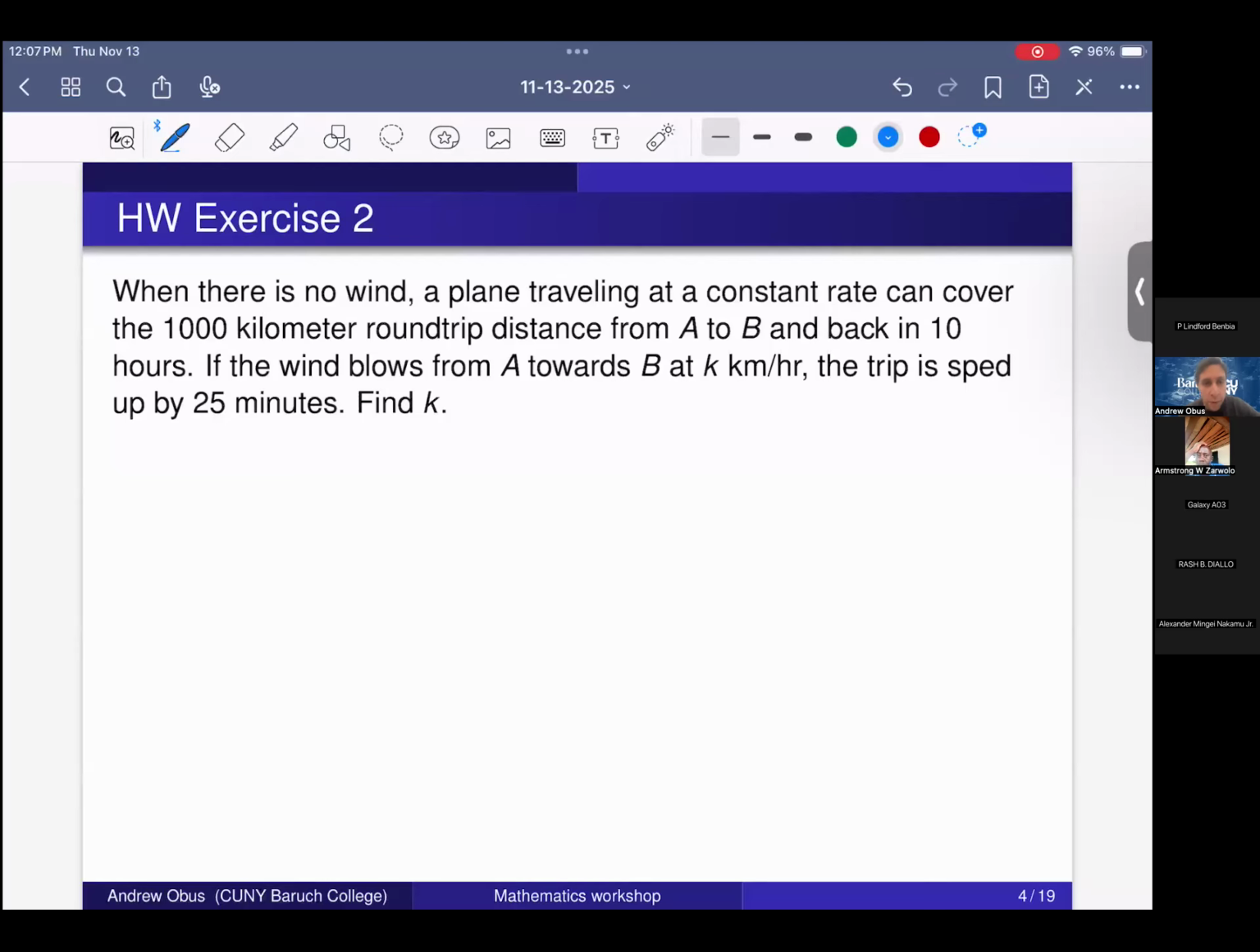So when there is no wind, a plane traveling at a constant rate can cover the 1,000 kilometer round trip distance from A to B and back in 10 hours. It's a pretty slow airplane. If the wind blows from A toward B at k kilometers per hour, then the trip is sped up by 25 minutes. And then we want to find k.